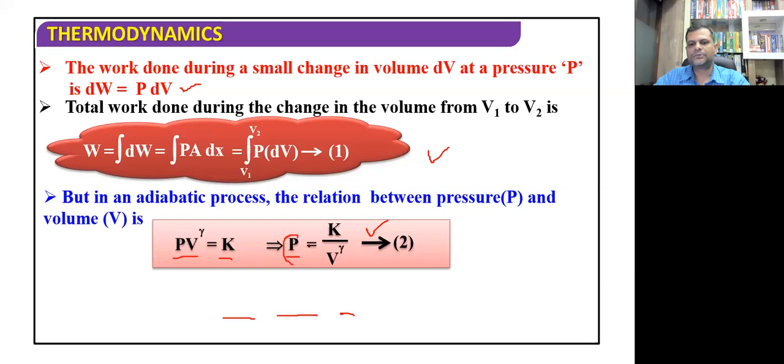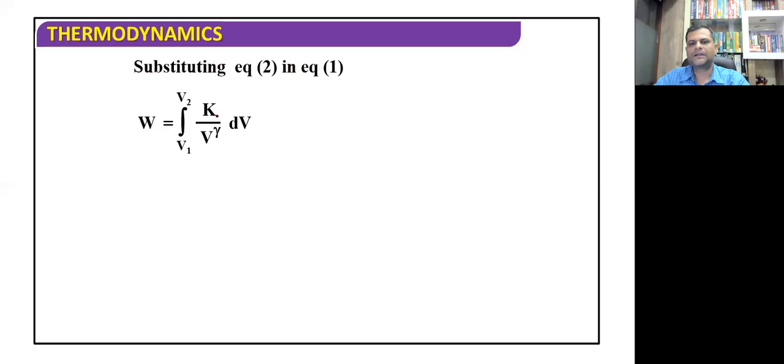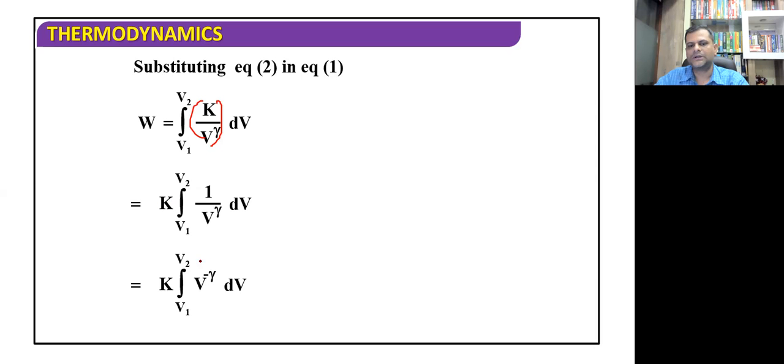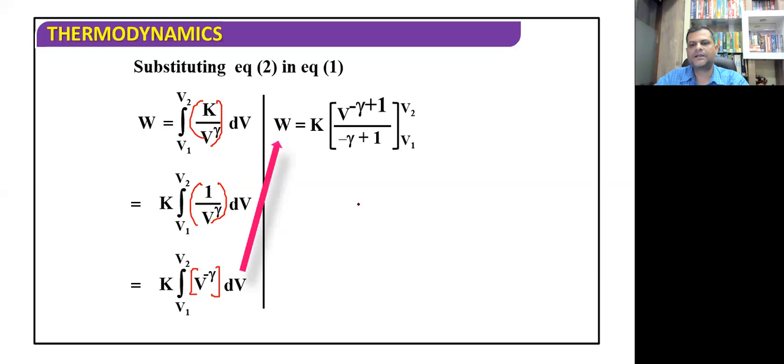So we can just replace this P. See here, this value of P, K upon V raised to gamma, we have to put here in place of P, so that it becomes K upon V raised to gamma into dV, the integration from V1 to V2, which happens to be the integration of 1 upon V raised to gamma dV. K is a constant, that can be taken out, and 1 upon V raised to gamma can be written as V raised to minus gamma, correct? And in the next step, we can have this integration solved as V raised to minus gamma plus 1 upon minus gamma plus 1.